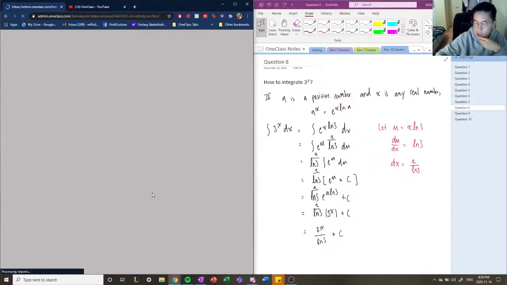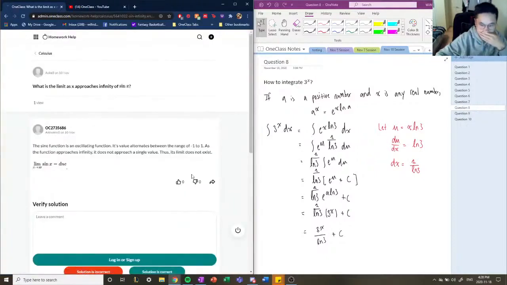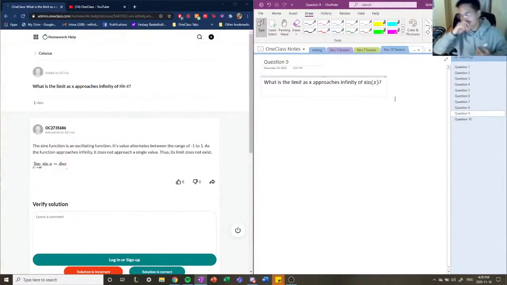All right, moving on to question number 9. Question number 9 reads, what is the limit as x approaches infinity of sine of x?